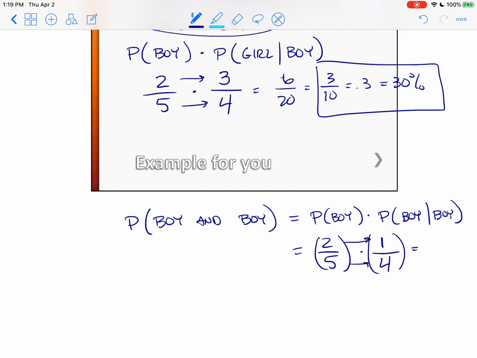So in this case, when I multiply across, I get 2 out of 20, which is 1 out of 10, which is 0.1 or 10%. So these are all valid answers. And there is a much less chance that you're going to pick 2 boys' names out of this bag than you would pick 2 girl names or a girl and a boy.